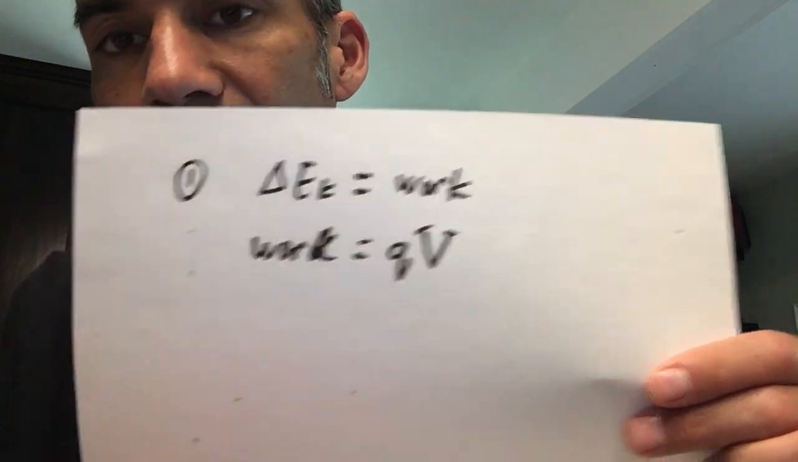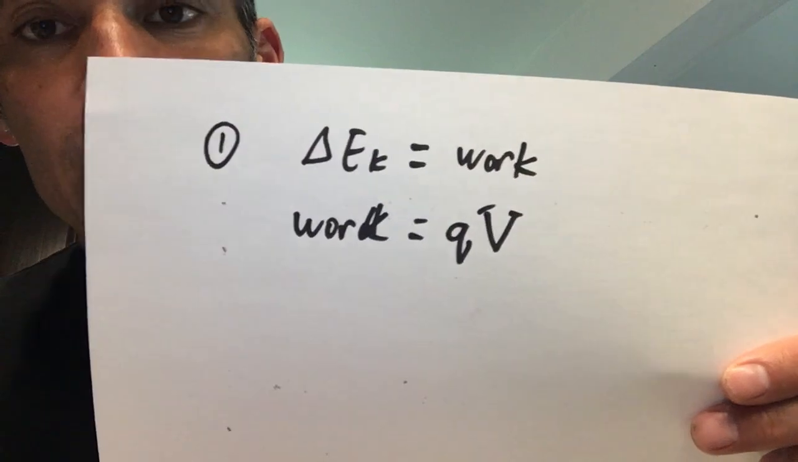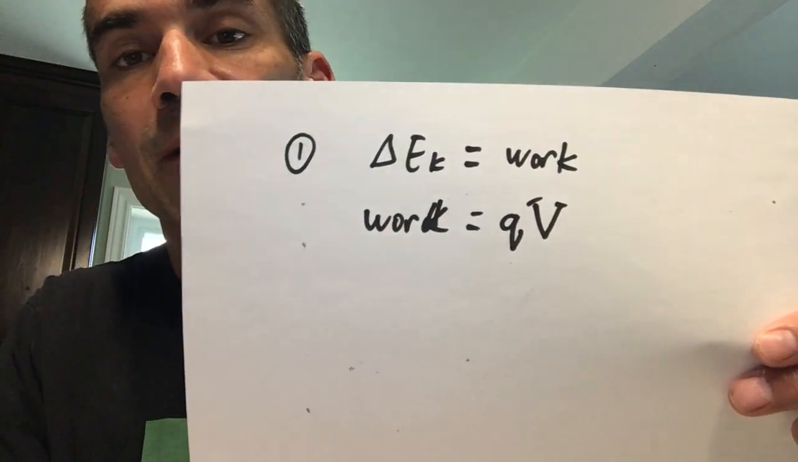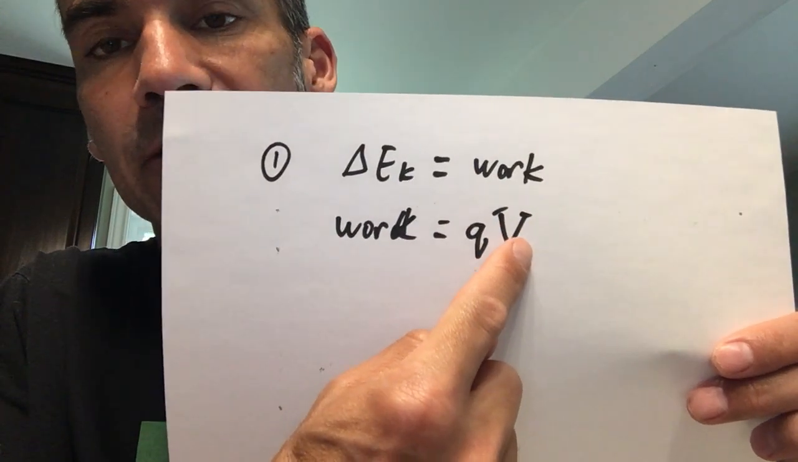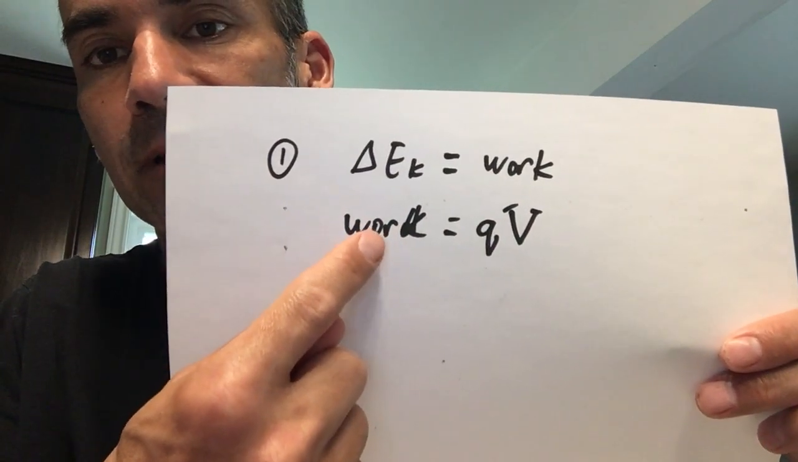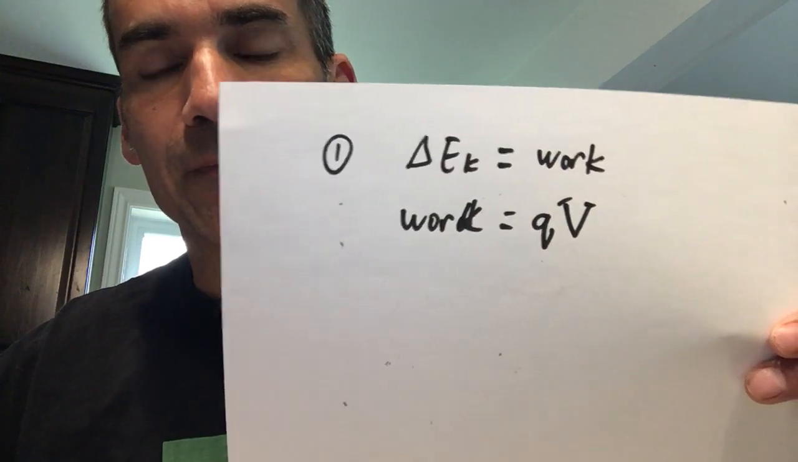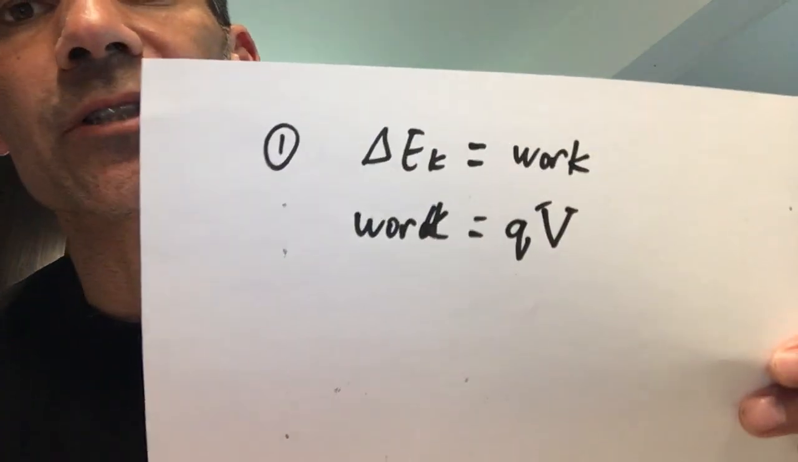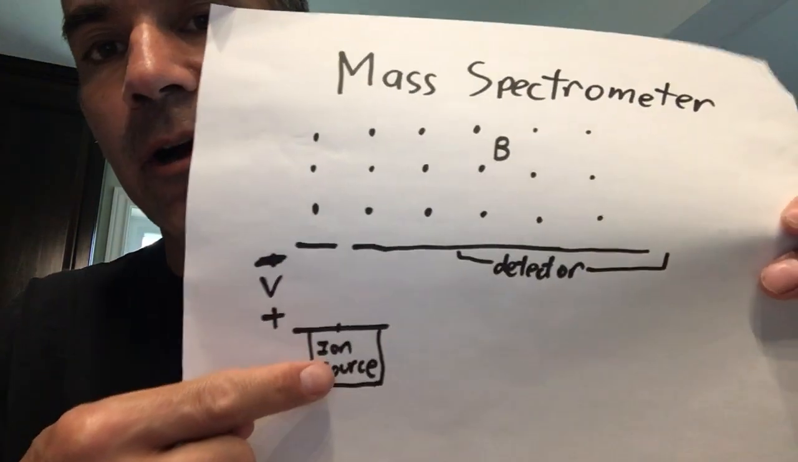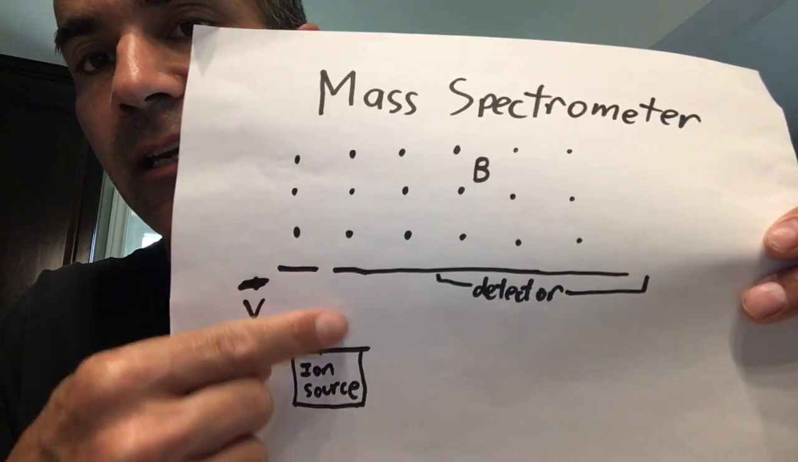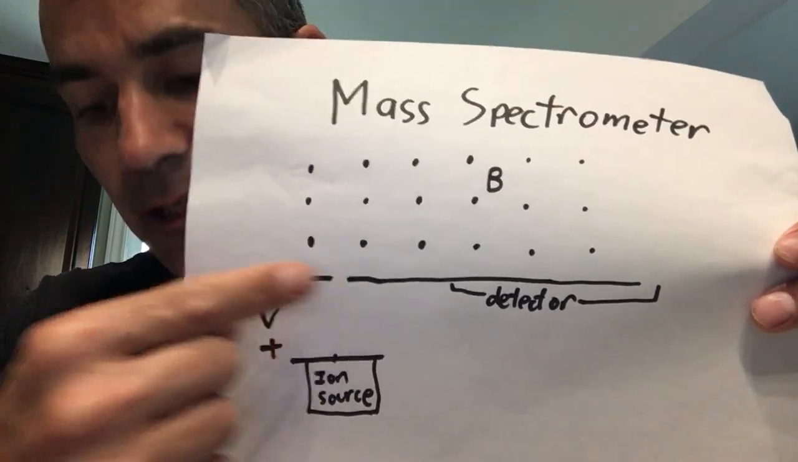I made the V look a little bit funny here because I want you to be able to distinguish it from speed. So when you multiply this charge by this voltage, you get the amount of work that was done to the charged particle. That work is equal to its change in kinetic energy. So a bit of work has been done to the particle, and we now know its change in kinetic energy as it makes its way through here.